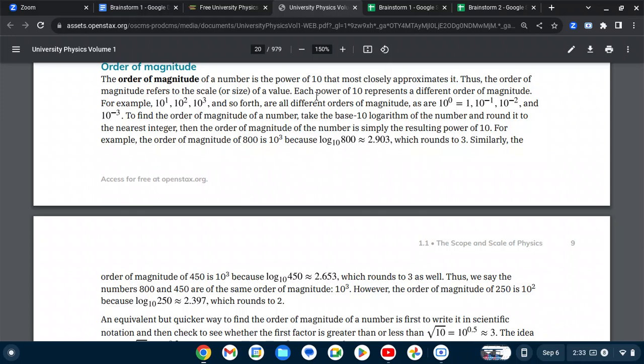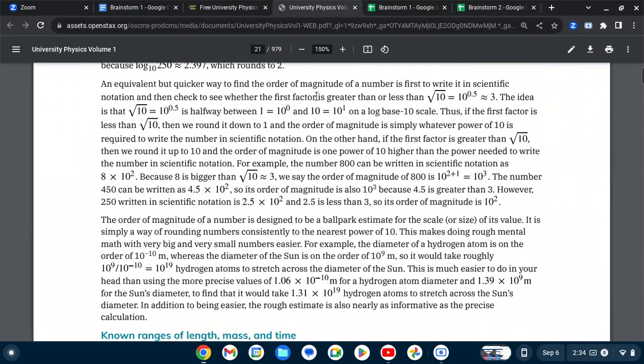Similarly, the order of magnitude of 450 is 10 to the 3rd because log base 10 of 450 is approximately 2.653, which rounds to 3 as well. Thus we say the numbers 800 and 450 are the same order of magnitude, 10 to the 3. However, the order of magnitude of 250 is 10 to the 2, because log base 10 of 250 is 2.397, which rounds to 2.